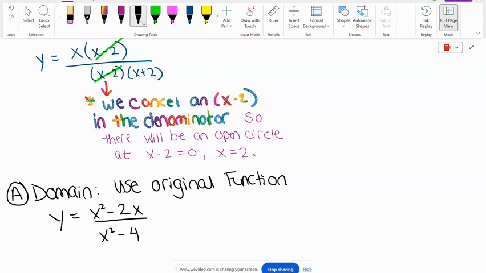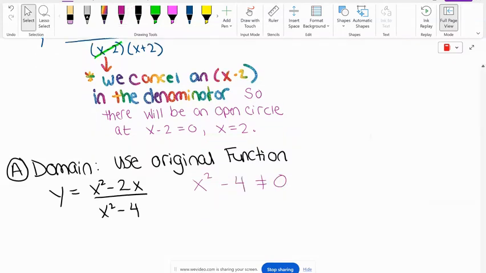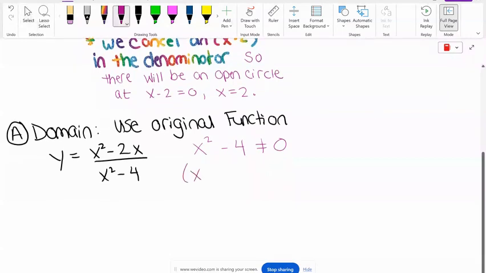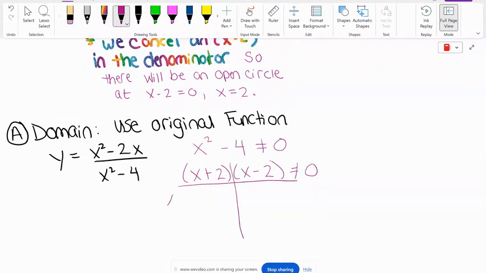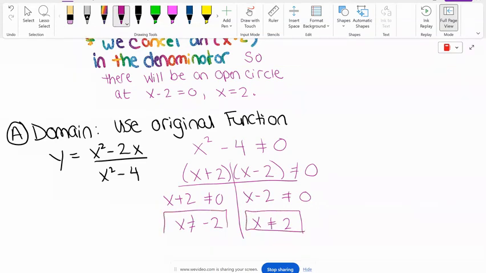And we know the domain is affected when there's a variable in the denominator. We know the denominator cannot equal 0, so x squared minus 4 cannot equal 0. This becomes x plus 2 and x minus 2. So x plus 2 cannot equal 0, and x minus 2 cannot equal 0. So x cannot equal negative 2, and x cannot equal positive 2. That's our domain. It could be any other number except negative 2 and positive 2.